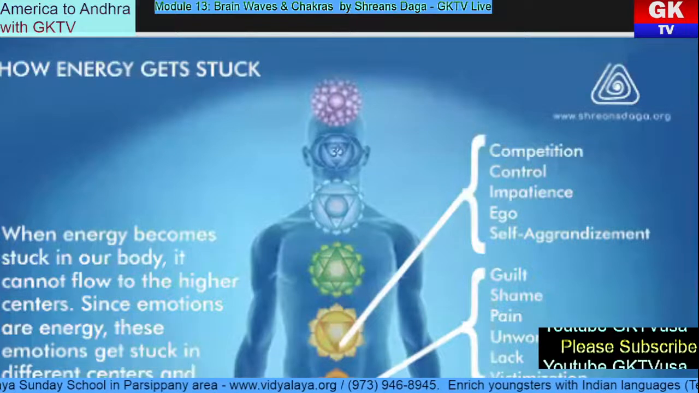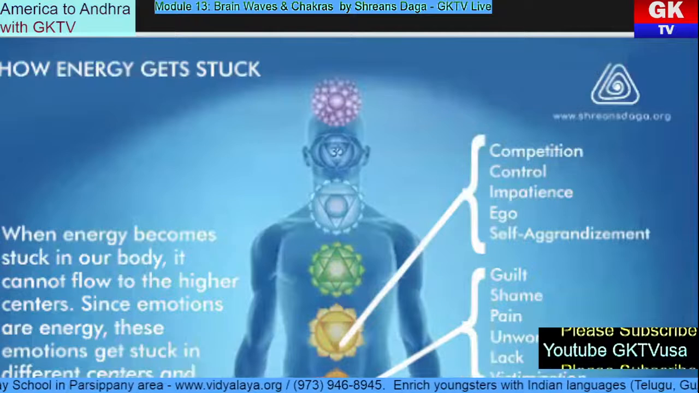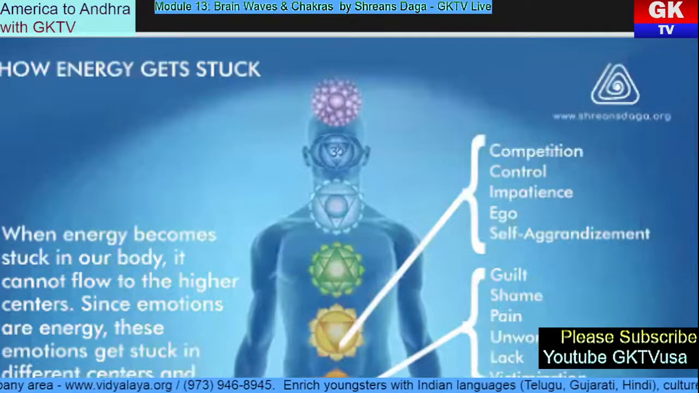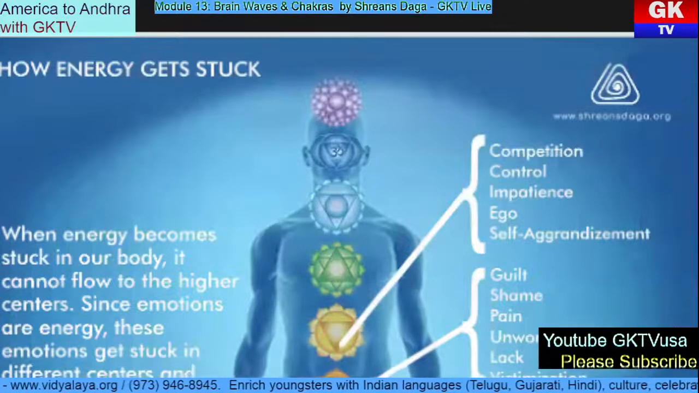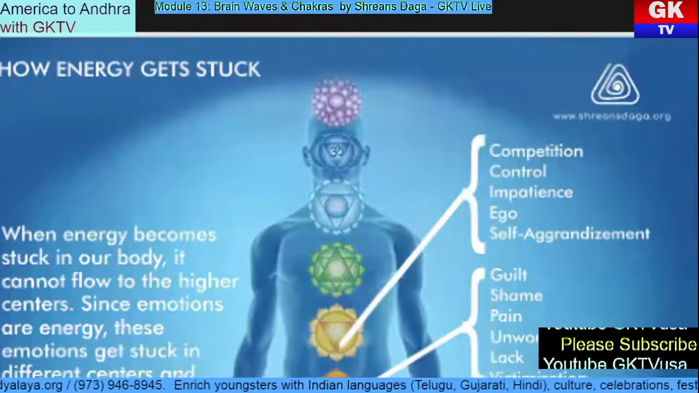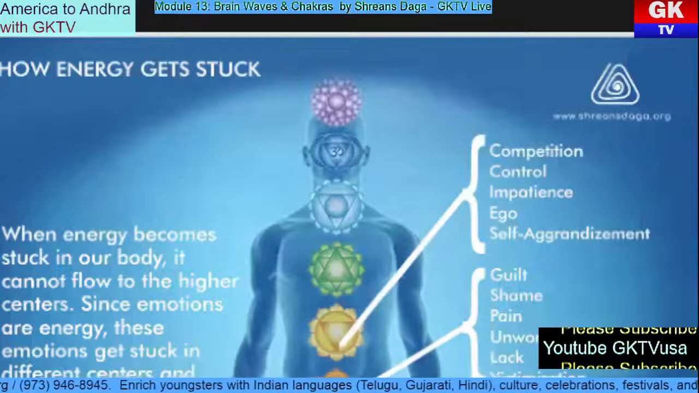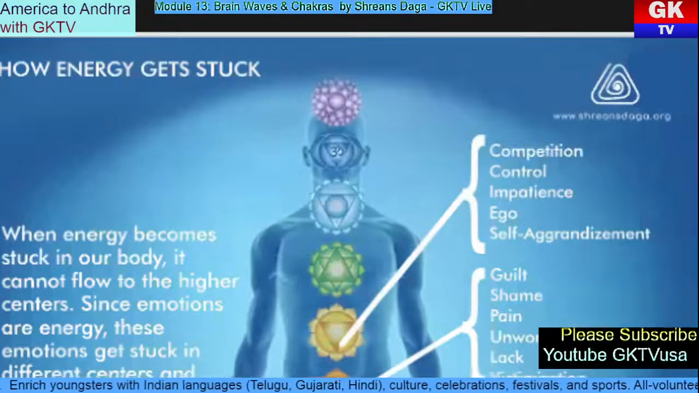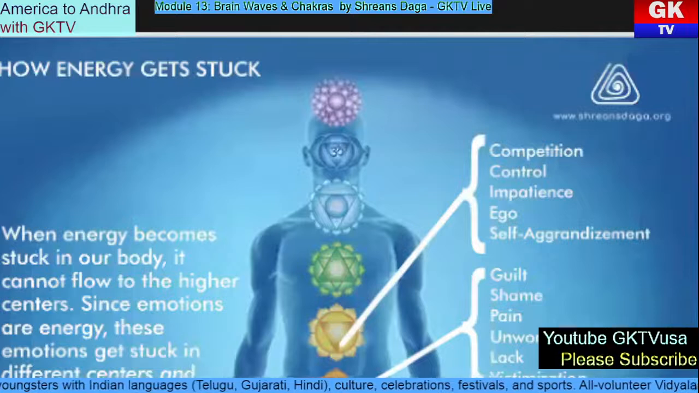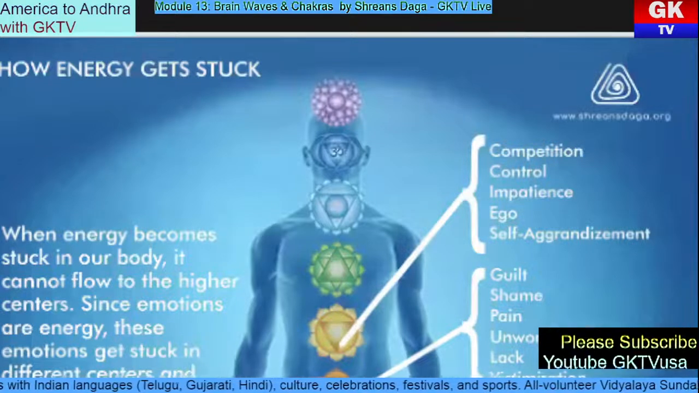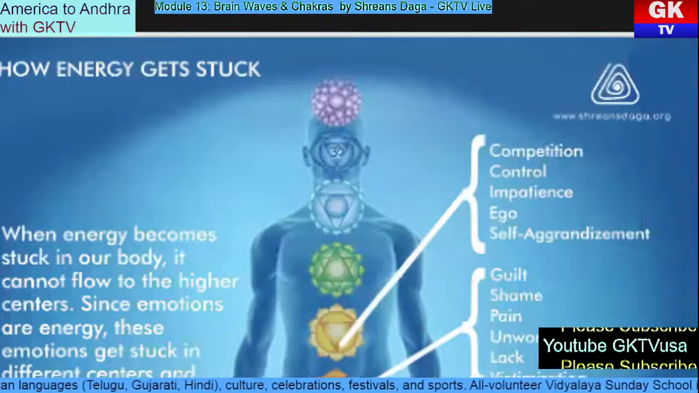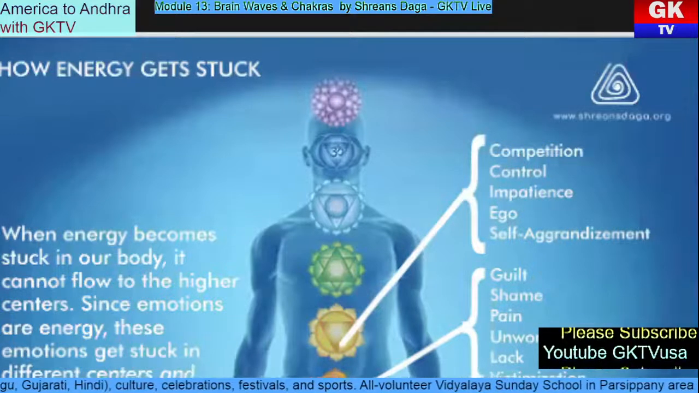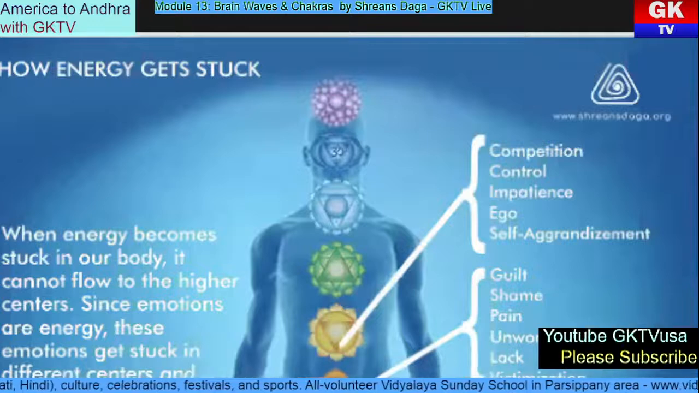For example, in our navel chakra, you store emotions like guilt, shame, pain, unworthiness, lack, victimization. And in our root chakra, we store all the sexual emotions, like trauma from molestation, sexual anxiety, sexual addiction, sexual pain or confusion. A lot of these emotions are stored in our root chakra, and we are not able to evolve because when energies are stuck, we are not able to rotate the energy. We are not able to create that circulation of energy in our body, and we are not able to grow.